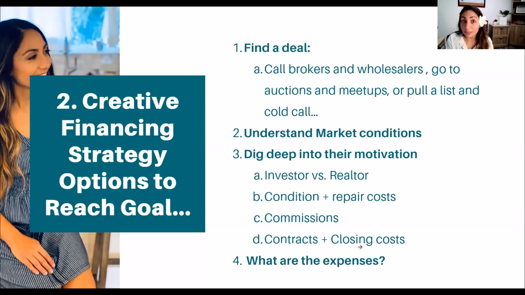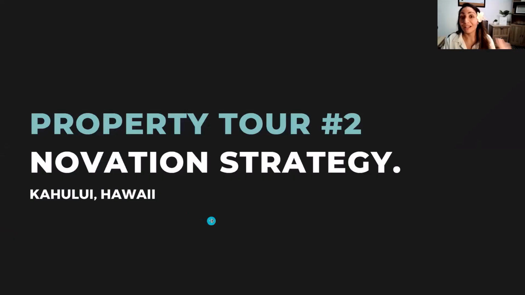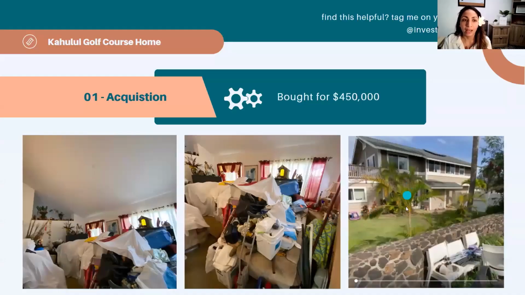So the one that works the most for me in Hawaii is the Novation strategy. So I'll go over that here. But yeah, it's totally not an infomercial thing. You can do it, but it's not how I do the majority of my deals. It's just an option in order to still find deals in this market. So here's the Novation strategy that I use.